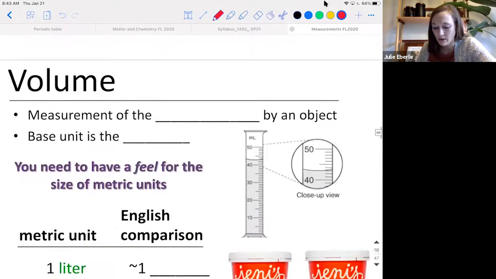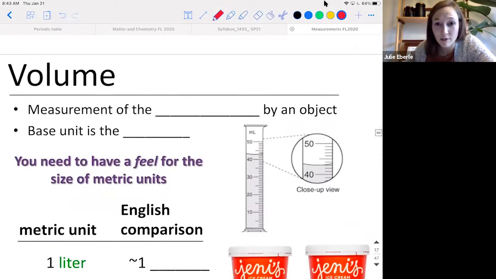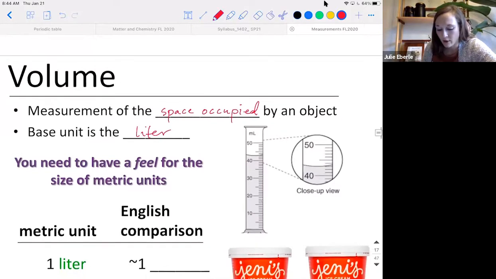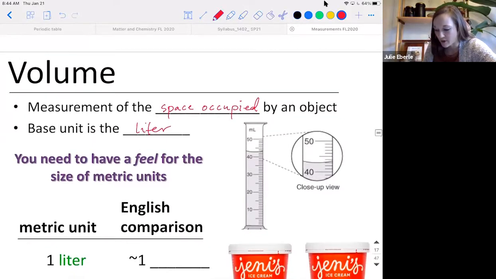All right, moving on. Let's talk about volume. We're going to get through volume, and then I'm going to introduce a whole list of prefixes. Volume is the measurement of the space occupied by an object. How much space does it occupy? That's a volume. The base unit for volume is the liter. This one's probably way easier for you because very frequently people buy drinks and different things in units of liters. A 1 liter Coke, a 2 liter Coke.